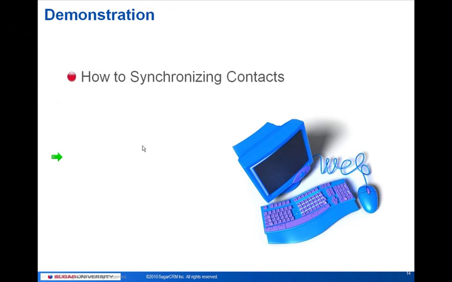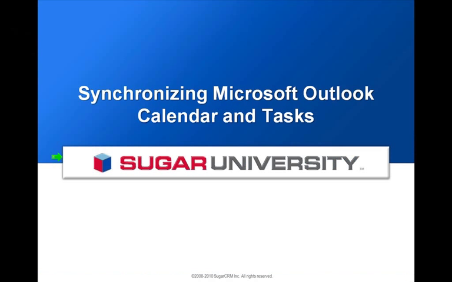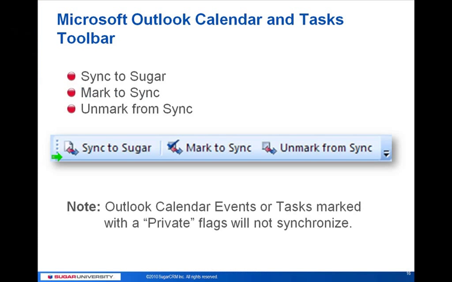And we've already gone in and done a synchronization of our contacts already. Okay, next is calendar and task. So synchronizing your calendar meetings and calls that you may be doing and the task. So similar toolbar on the calendar page and the task toolbar. We have the sync to sugar, mark to sync, and unmarked to sync.